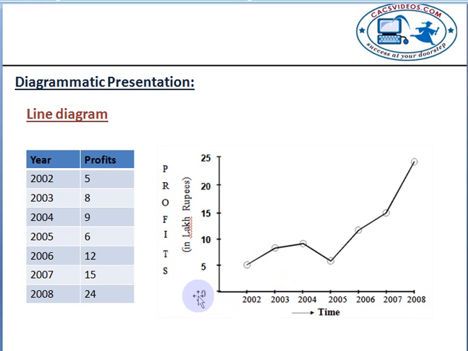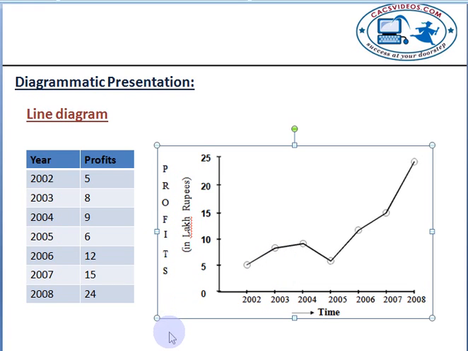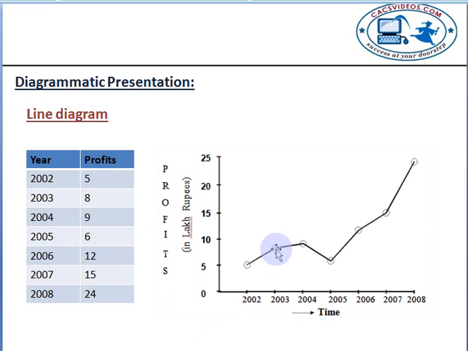Here for 2003, you put one dot. Similarly, you put dots on the scale for the different years. You have to choose the point and put one dot, and finally you have to join all these dots in order to create the line diagram. So this is nothing but a line diagram. This is another example of diagrammatic presentation of data.